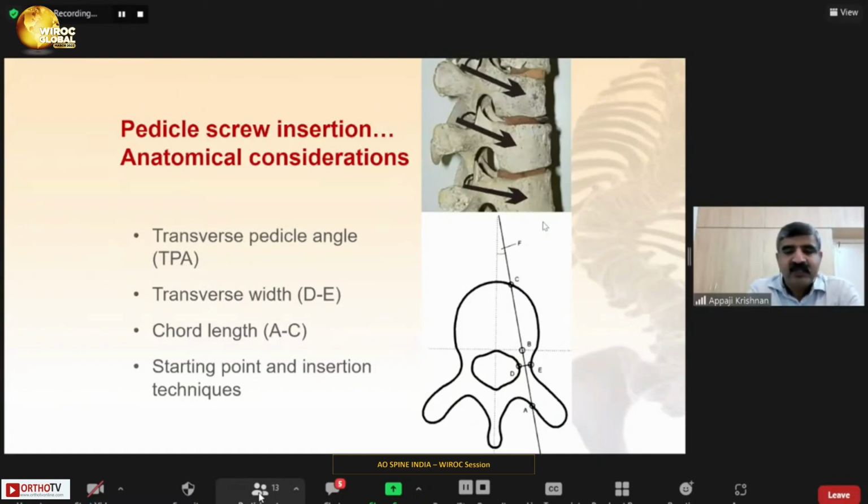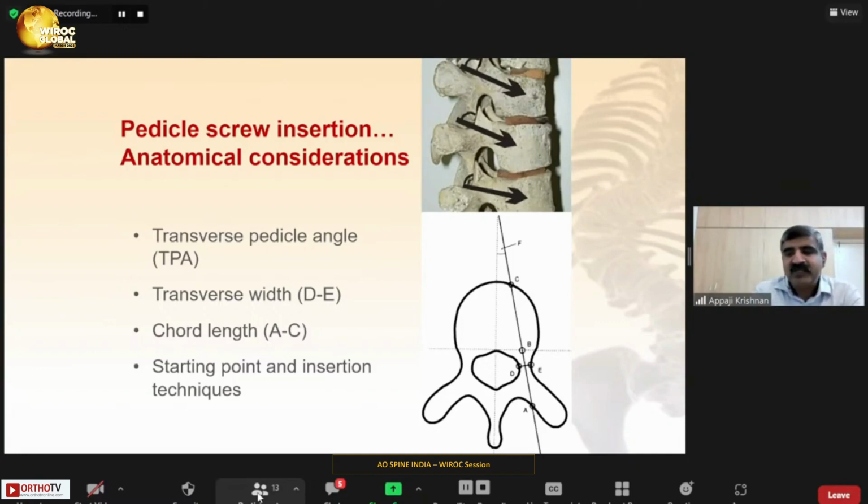As I told you, after exposure, you have to have this in open thoracic pedicle screw. You have to consider 4 important anatomical issues. One is the transverse pedicle angle, that is the angle between the entry point and into the body. The transverse width, which is between D and E, is the width of the pedicle. The cord length, which is A and C, is the entry point to the tip of the screw. The second thing is the screw length, starting point, and the insertion techniques. These are the considerations we have while doing thoracic pedicle screw.